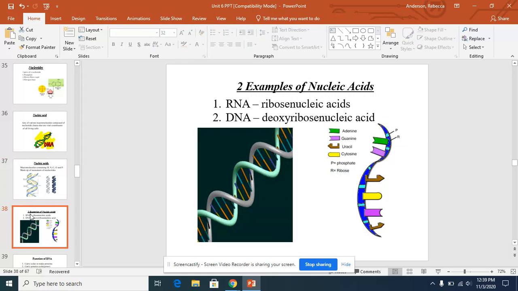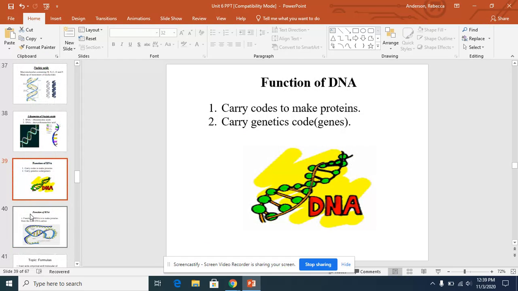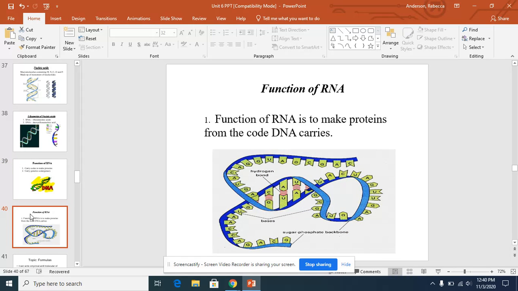There are two examples of nucleic acids, RNA and DNA. RNA is ribose nucleic acid, DNA is deoxyribose nucleic acid. So the function of DNA carries the codes to make proteins, carries genetic codes. We already talked about the function of nucleic acids as a whole. I'm just splitting up what DNA and what RNA does. You do not have to write these down. That's why it's not underlined. Okay, and then the function of RNA is to make proteins from the code DNA carries.